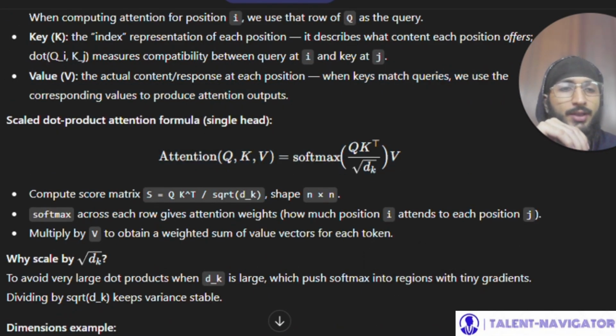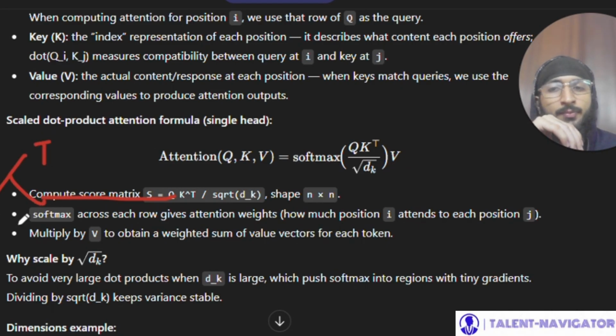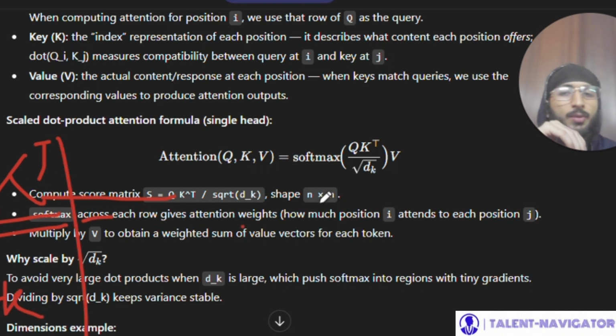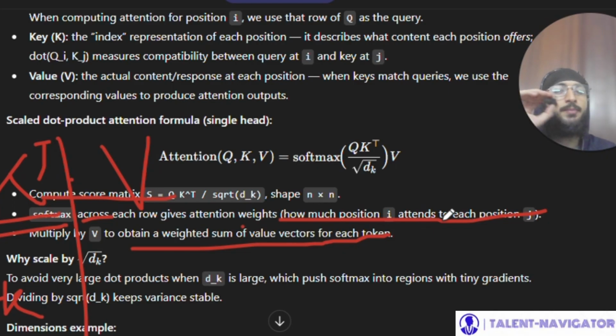And this is the formula: Attention(Q, K, V) is softmax of Q times K transpose over root d_k, times V. First we compute the square matrix S, equal to Q times K transpose over the square root of d_k, the dimension of K. Then we apply softmax across each row, which gives attention weights, how much position i attends to each position j. Multiply with V to obtain a weighted sum of value vectors for each token.